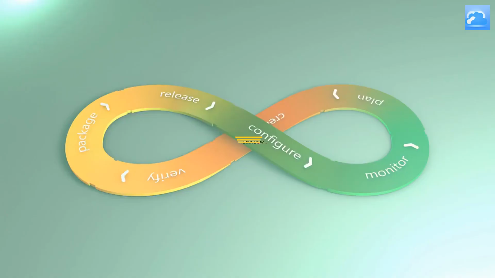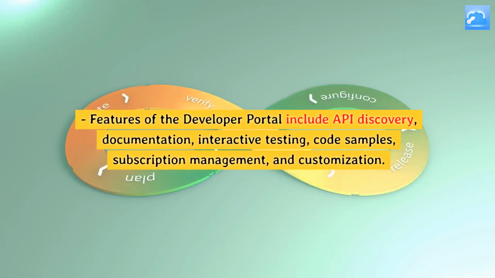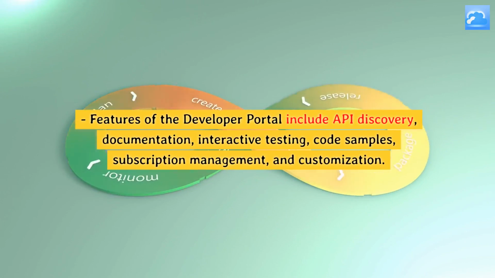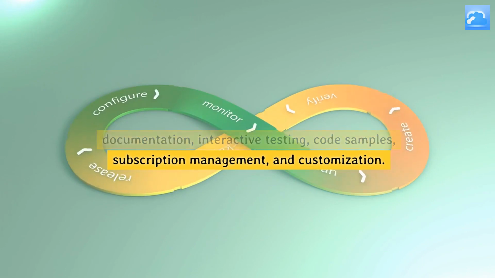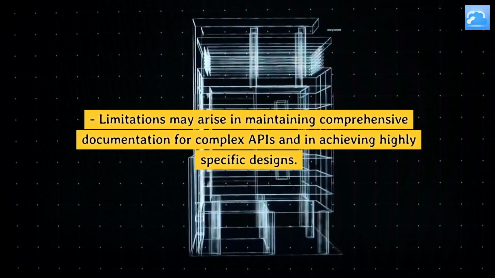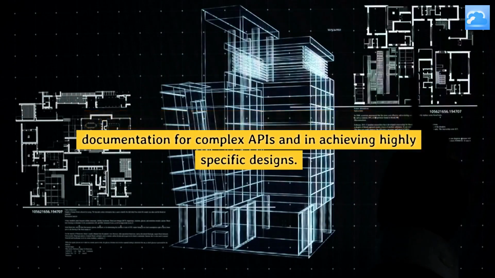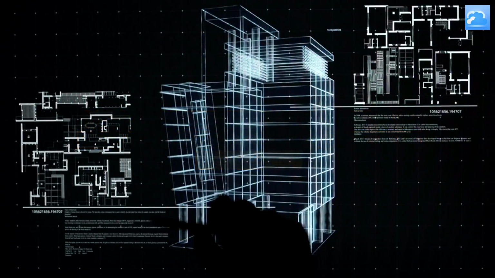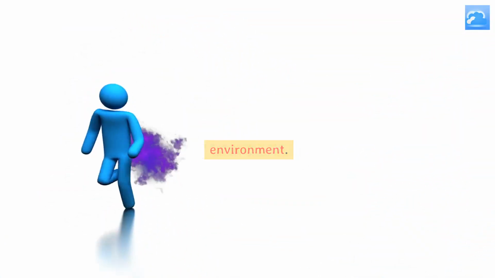Summary. Features of the developer portal include API discovery, documentation, interactive testing, code samples, subscription management, and customization. Limitations may arise in maintaining comprehensive documentation for complex APIs and in achieving highly specific designs. The portal's purpose is to create a developer-friendly environment.